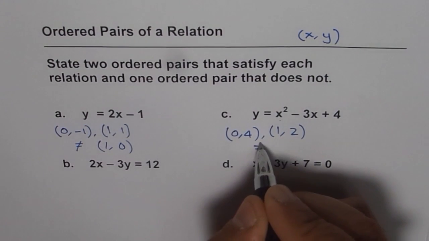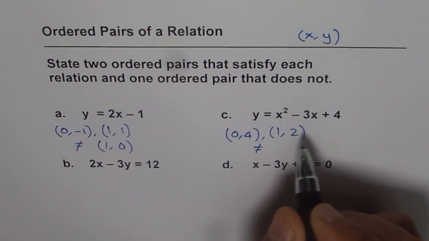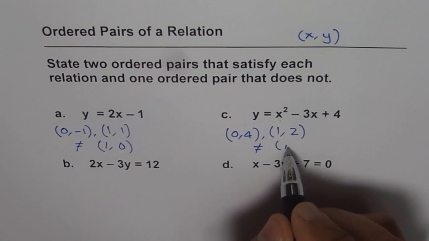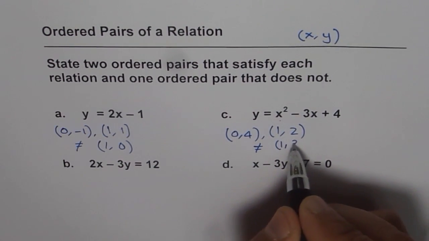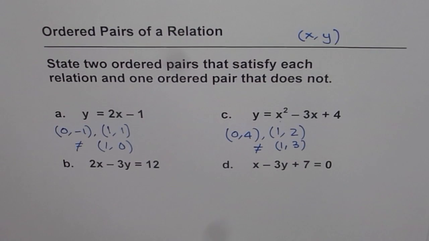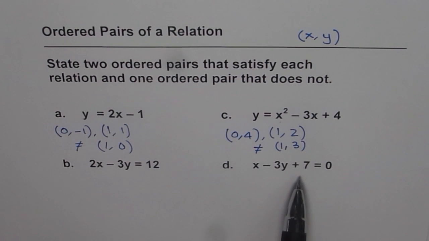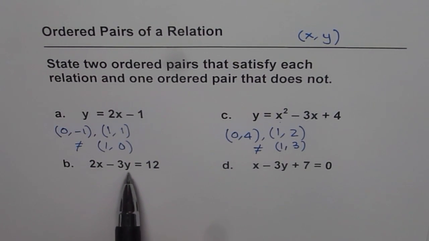The one which will not satisfy will be, for example, 1 and any other number, let us say 3, correct? So likewise, we can find different ordered pairs. So these two questions are for you to practice. Well, here, the equation is slightly different, right?